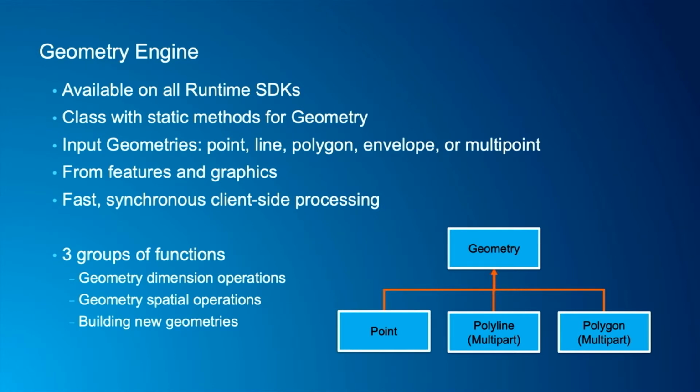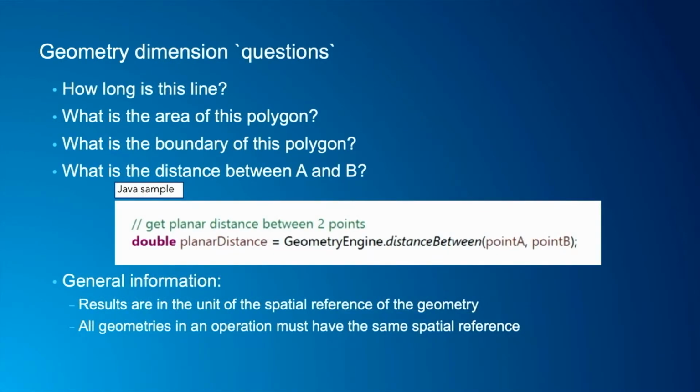There are three different groups of functions with the geometry engine: geometry dimension operations, geometry spatial operations, and operations to help build new geometries. So let's dive into each of those. The first is geometry dimension questions. These are questions like, how long is this line? What is the area of this polygon? What is the boundary of the polygon? Or what is the distance between point A and point B?